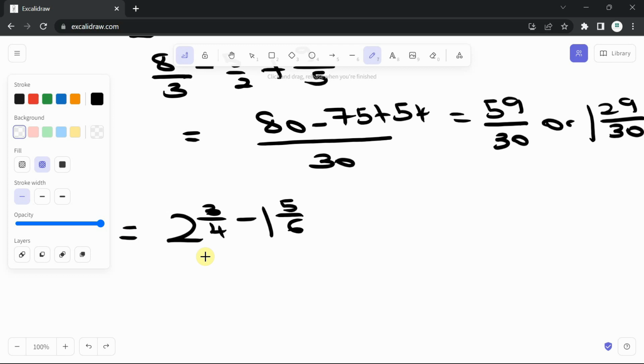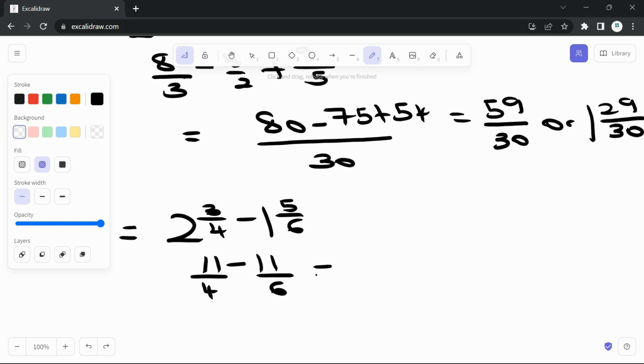Welcome back. So the first step is to change this mixed number to an improper fraction. 4 times 2 is 8. 8 plus 3 is 11. So 11 over 4 minus 6 times 1 is 6 plus 5 is 11, right? 11 over 6. Once again, you can pause this video and try to find the LCM of 4 and 6.